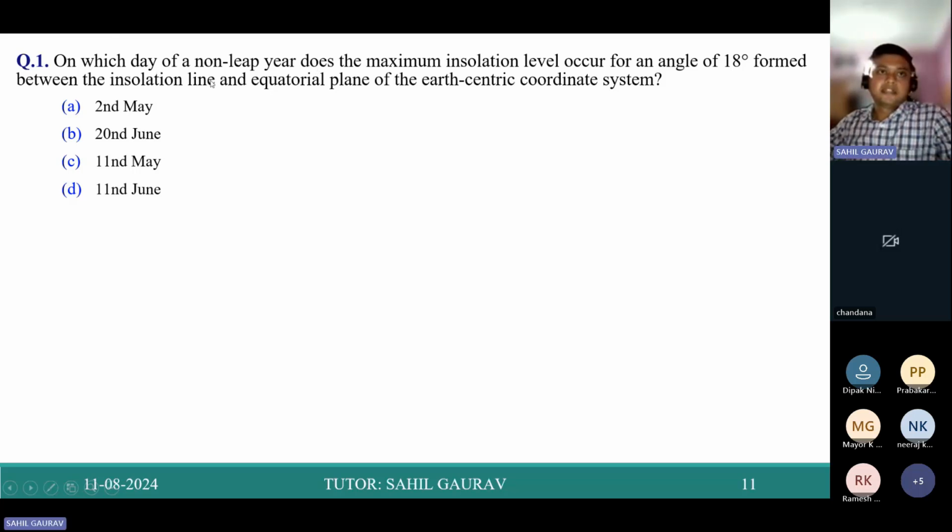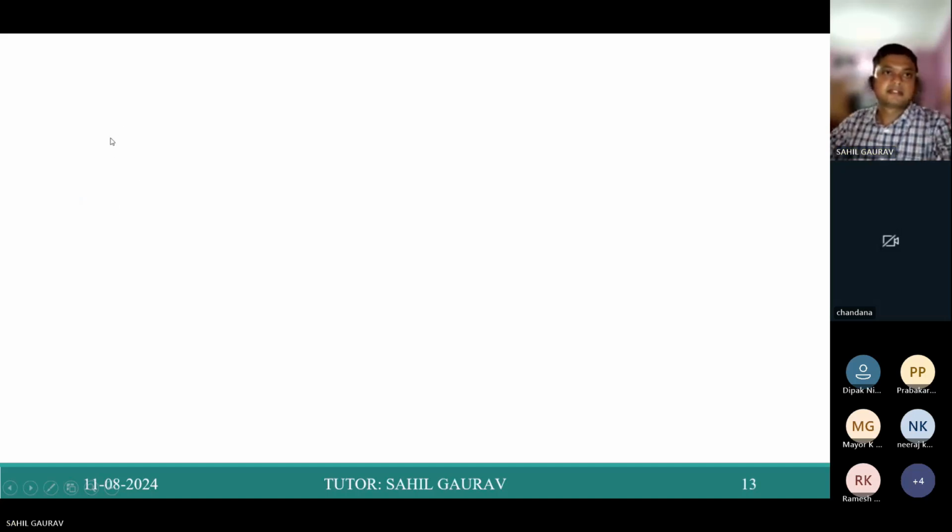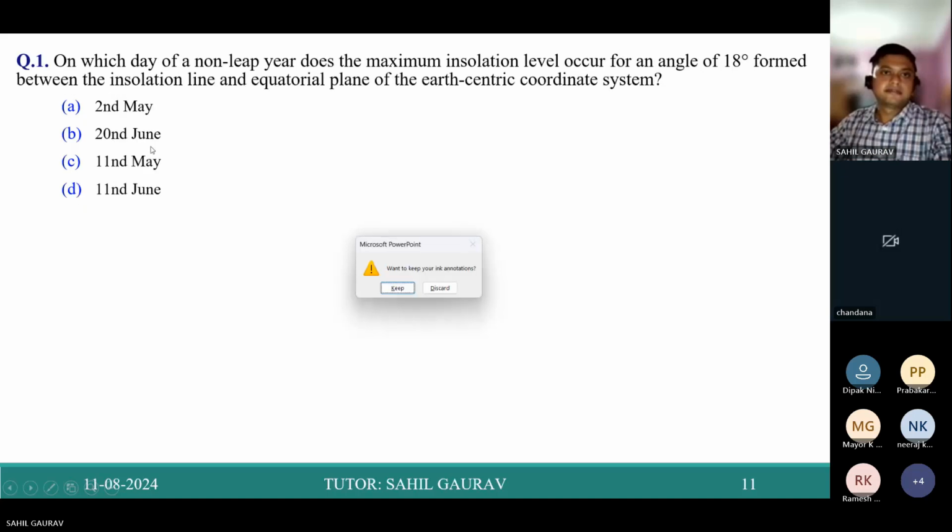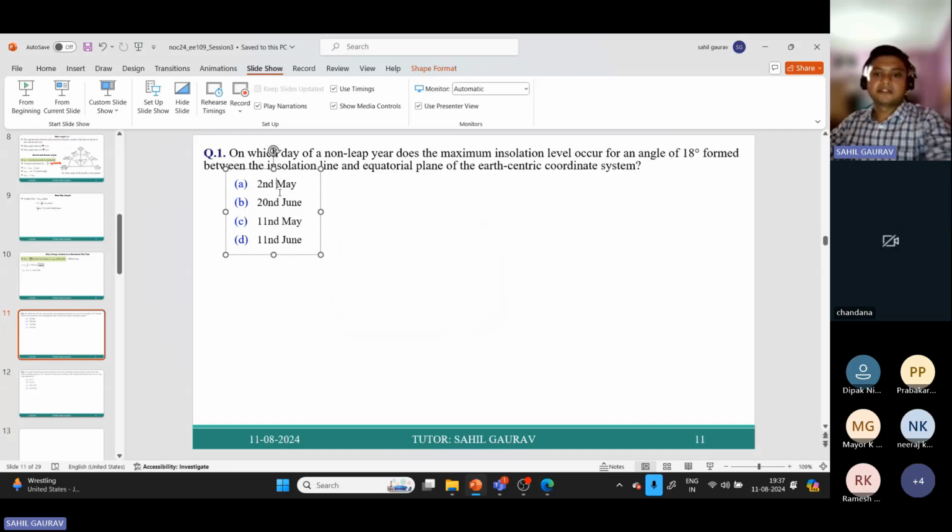On which day of a non-leap year does the maximum insolation level occur for an angle of 18 degree found between the insolation line and the equatorial plane of the Earth-centric coordinate system? The options are 2nd May, 22nd June, 11th May and 11th June. You can solve this problem and type your answer in the chat box.